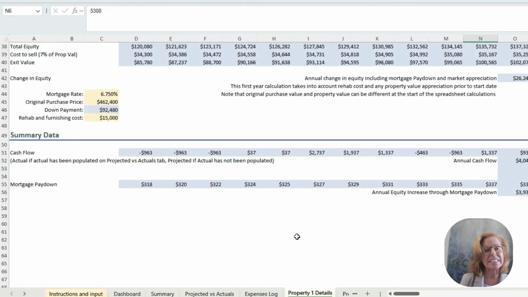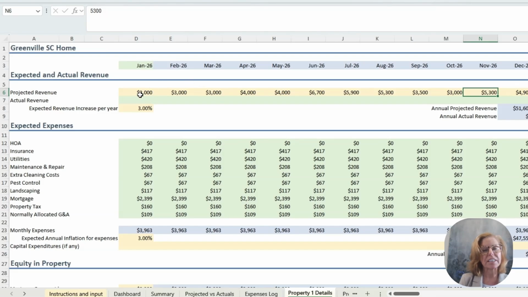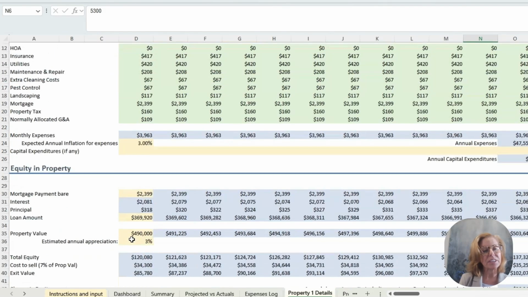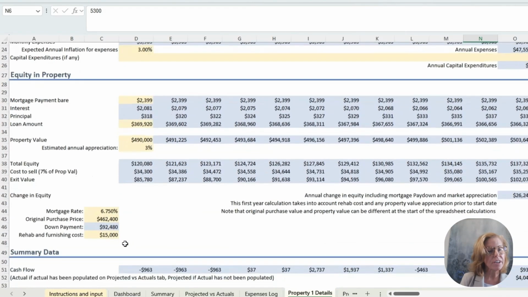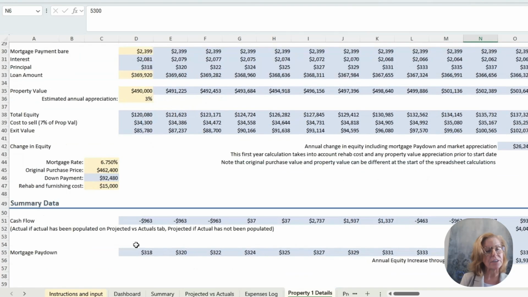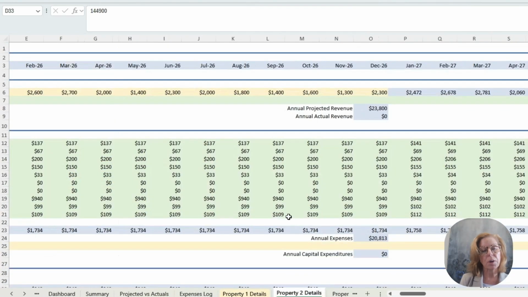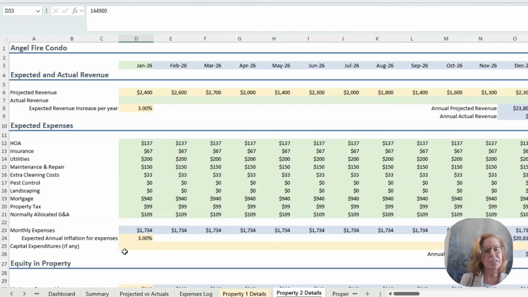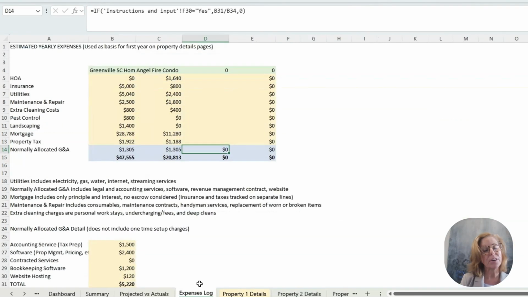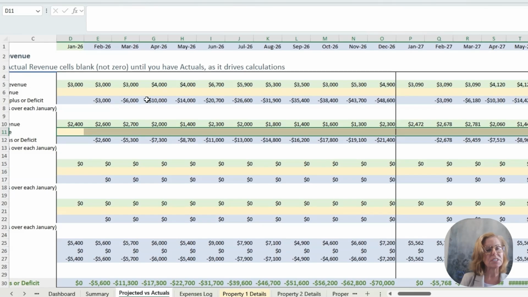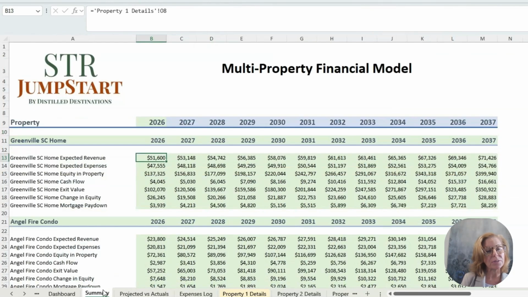In Property 1 Details, we've put our projected revenues in. We've put a revenue increase per year, very conservative, 3%, annual inflation of 3%. We've put our mortgage details here and our mortgage rates here. We've done the same for our Property 2 Details right here, for our very few things that we need to put in. We've put our expenses in for both properties. We haven't had to put any actuals in yet. We're just doing projections right now.